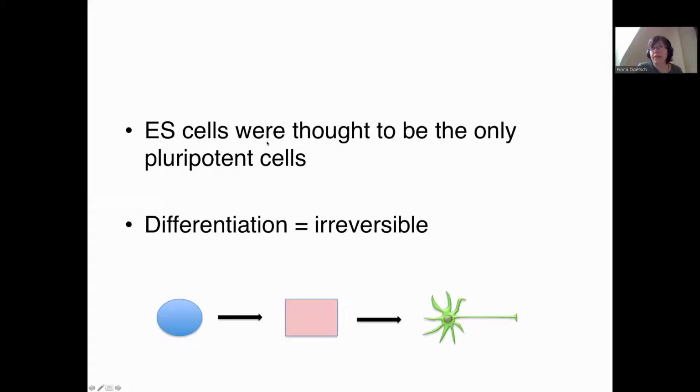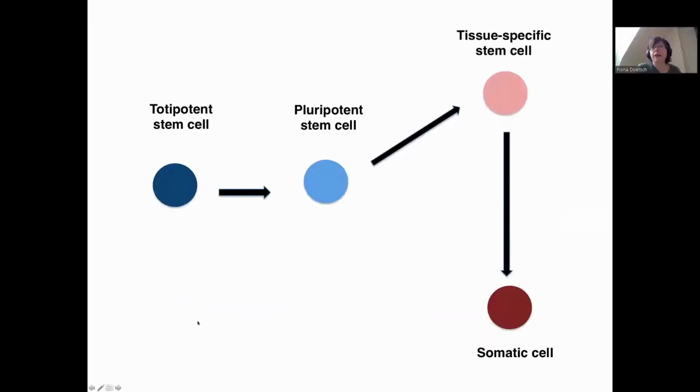So, ES cells, embryonic stem cells, were thought for a long time to be the only type of pluripotent stem cells. And this idea was that differentiation is irreversible. As you go from a stem cell to a progenitor to a differentiated cell, the potency of these cells decreases, and it was thought they could not go back to a pluripotent state. But now we know that actually you can take a fully differentiated somatic cell and reprogram it to a pluripotent state.